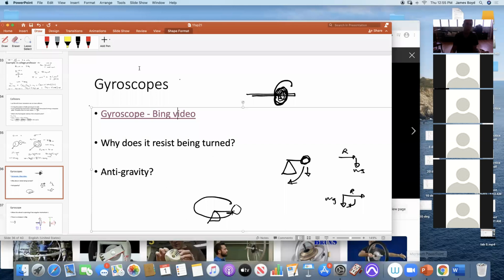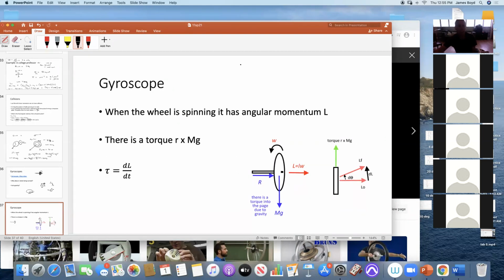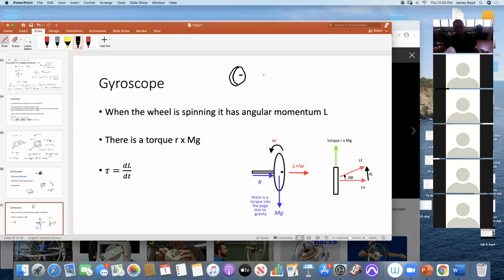Let's talk about this. When that wheel's spinning, any wheel, you're kind of looking down on it. So imagine the wheel looks like this, and since it's spinning this way, by the right-hand rule, omega is along this z, but L, or big L, whichever one you want, is also along that z. When it rotates, the angular momentum vector points along positive z, okay?